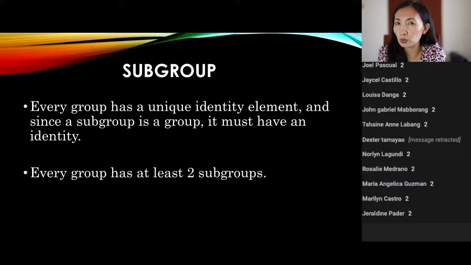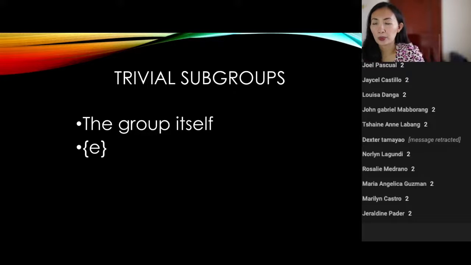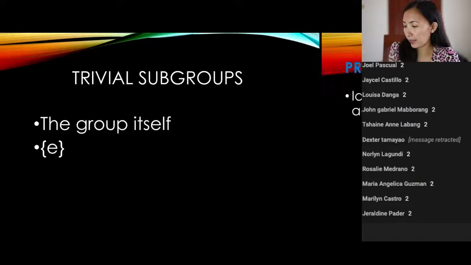Okay, at least 2. Kasi meron na tayong trivial subgroups, di ba? 0, or should I say that group consisting of the identity element and the group itself. The group itself and that which contains the identity element. I made use of E just to mean identity element, but in the previous example, it's 0. Okay? Next.